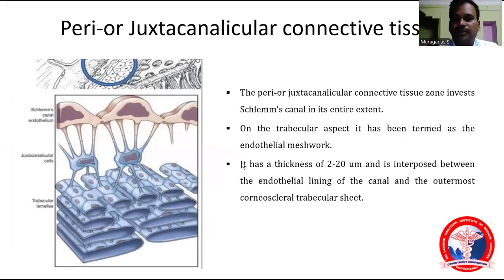Let us see the peri or juxtacanalicular connective tissue. The peri or juxtacanalicular connective tissue zone invests Schlemm's canal in its entire extent. On the trabecular aspect, it has been termed an endothelial mesh. You can see in the trabecular end, it has only endothelium, so it has been represented as endothelial mesh in the trabecular aspect. It has a thickness of 2 to 20 micrometer and is interposed between the endothelial lining of the canal and the outermost corneoscleral trabecular sheet.